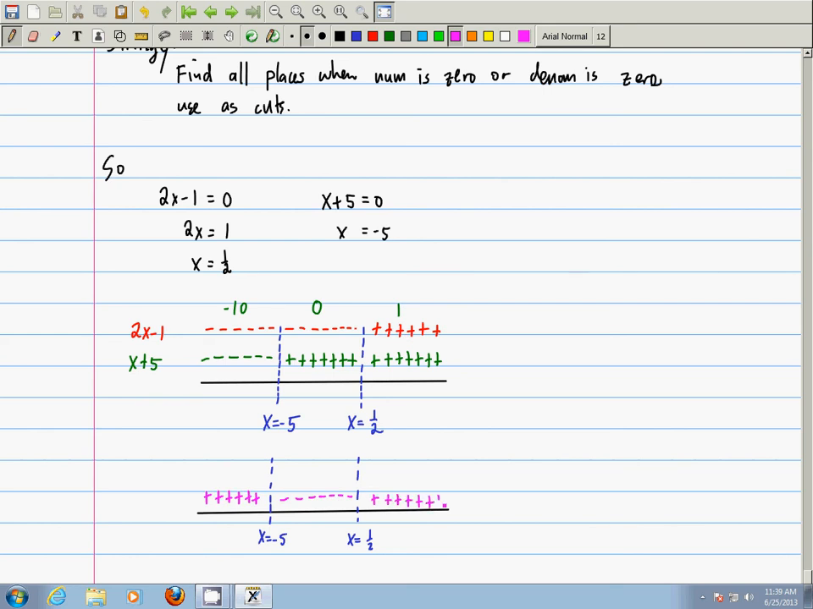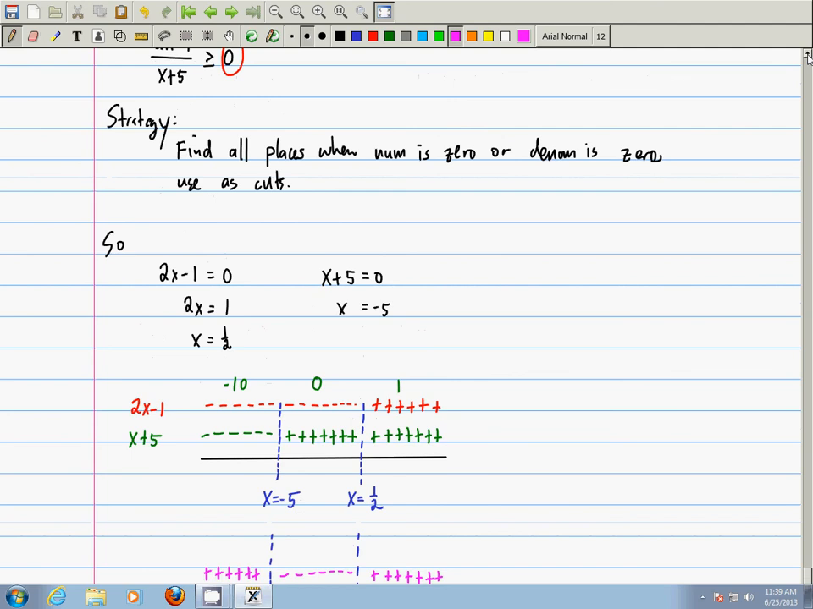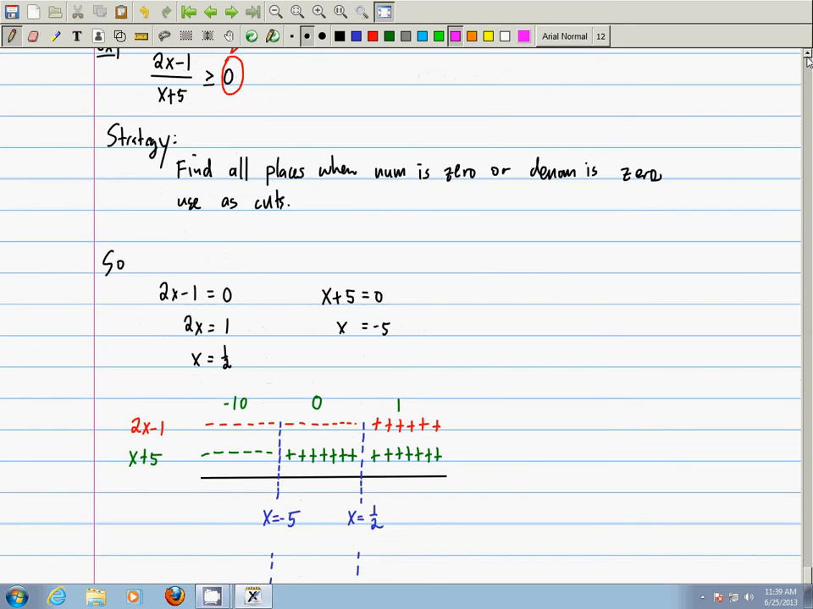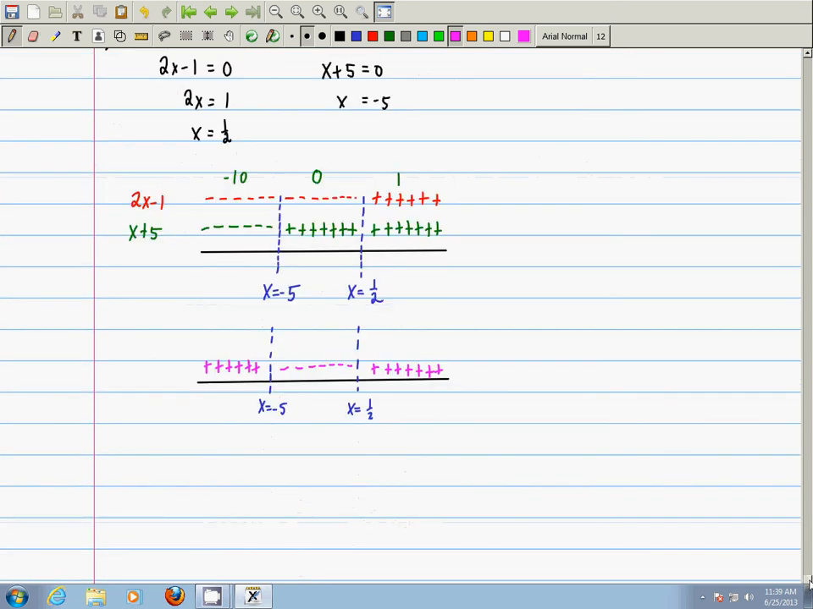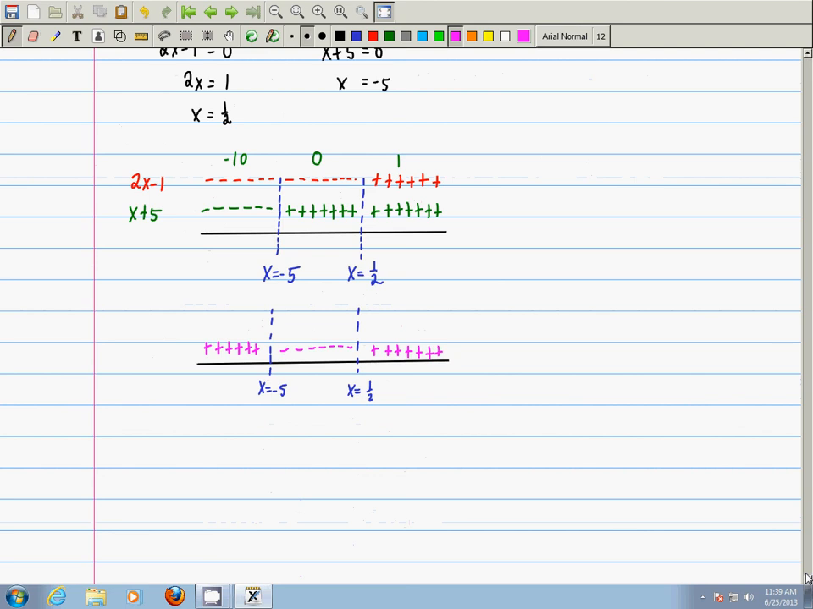Okay, so now you go back to the inequality and you observe what was being asked. I want to know where it's greater than or equal to 0. That means I'm interested in the positive parts. So you should be able to see by now that it is not greater than or equal to 0 in the middle. Okay, but now I'm going to write something that's wrong, and you need to tell me why it's wrong.